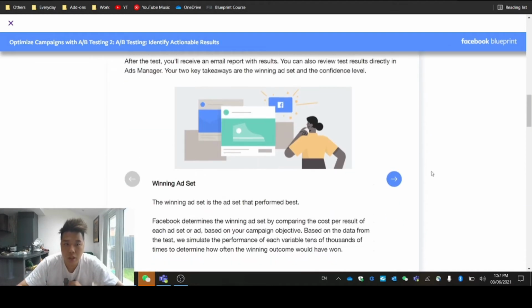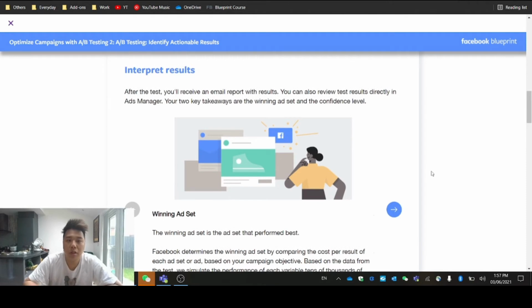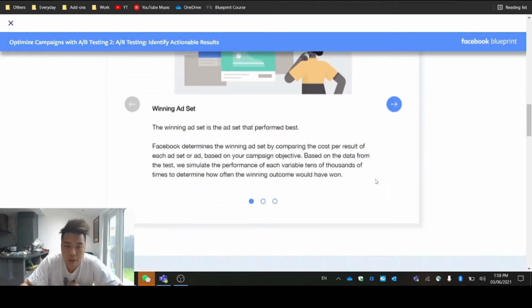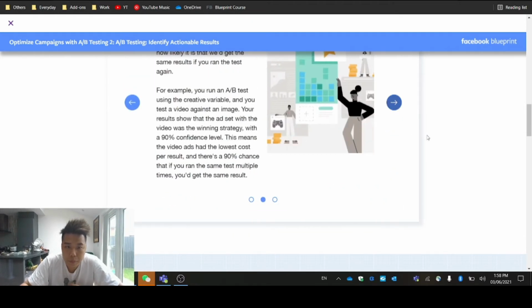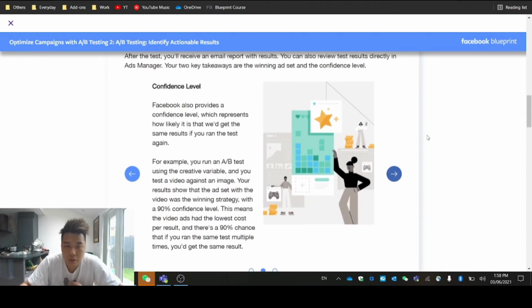Interpret results. After the test, you receive an email report with results. You can also review test results directly in Ads Manager. Your two key takeaways are the winning ad set and the confidence level. Facebook also provides a confidence level, which represents how likely it is that you'll get the same result if you run the test again.